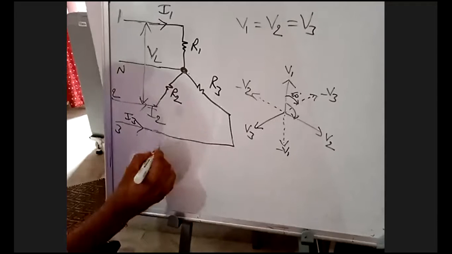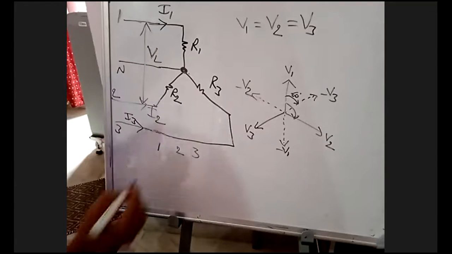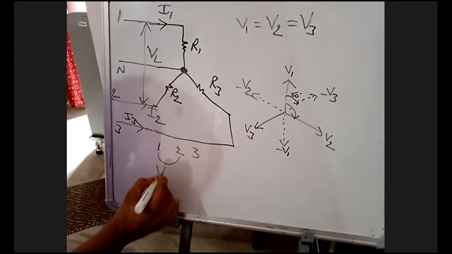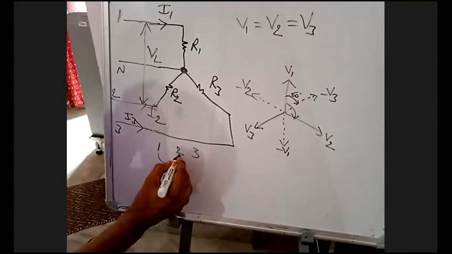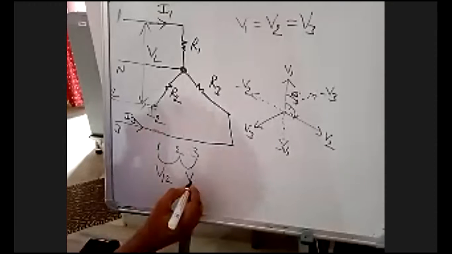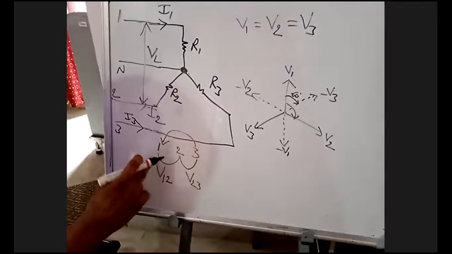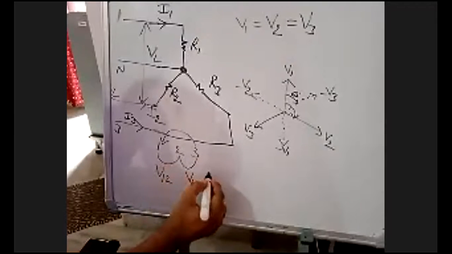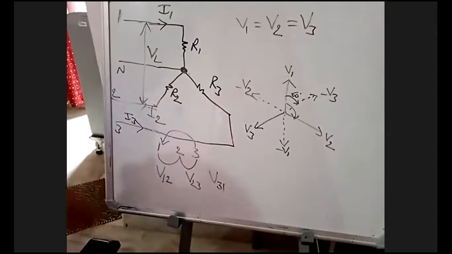Here we are having three phases, 1, 2, 3. In between 1 and 2, the line voltage is V12. In between 2 and 3, what is the voltage? V23. Next, in between 3 and 1, what is that? V31. These three are the positive line voltages.